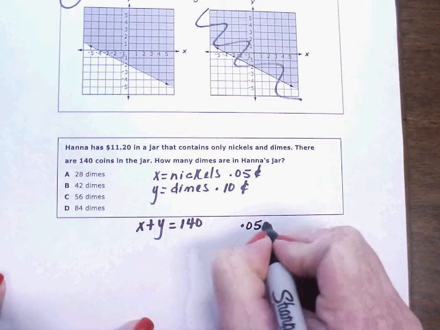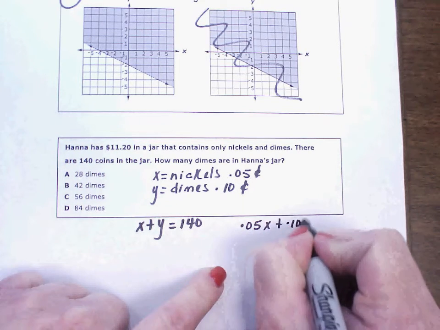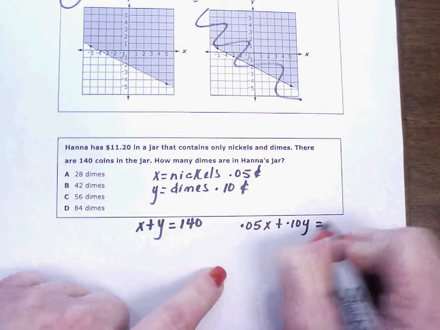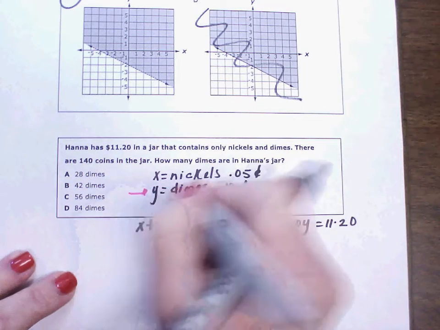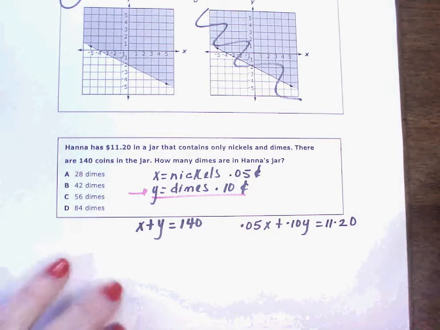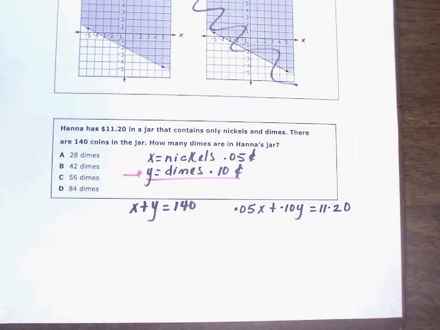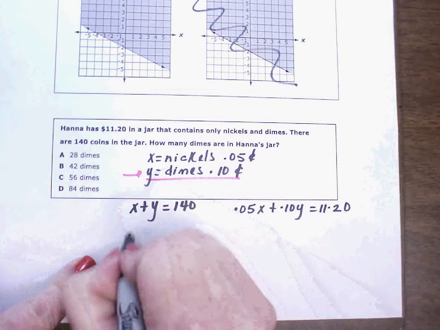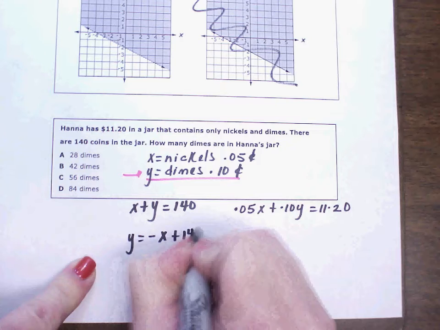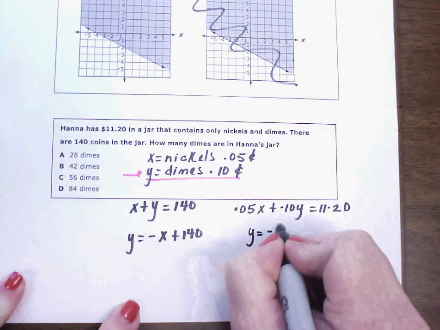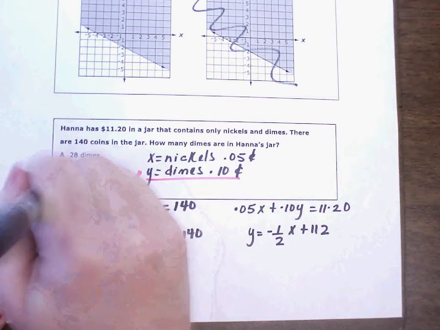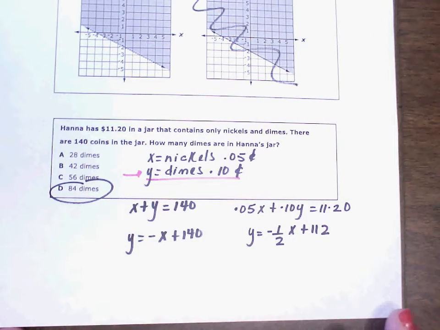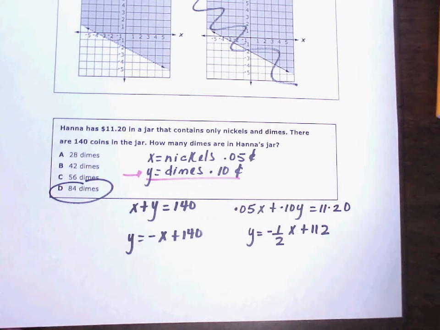And then the next one is the one that contains the value of the coins. So that would be 0.05x plus 0.10y has to be equal to 11.20 because that's how much is in the jar. How many dimes are in Hannah's jar? So we're looking for dimes, we're looking for my y. After that I would have solved for y and then gone to my y equal to and found the equation of the line. So this is y equals negative x plus 140, and the second one was negative 1/2 x plus 112. You find your intersection, and the correct answer was 84.